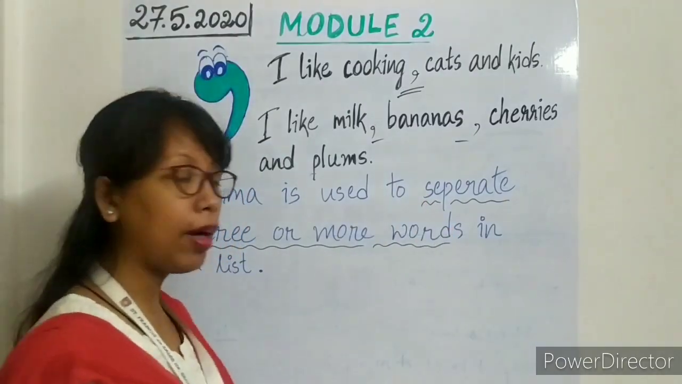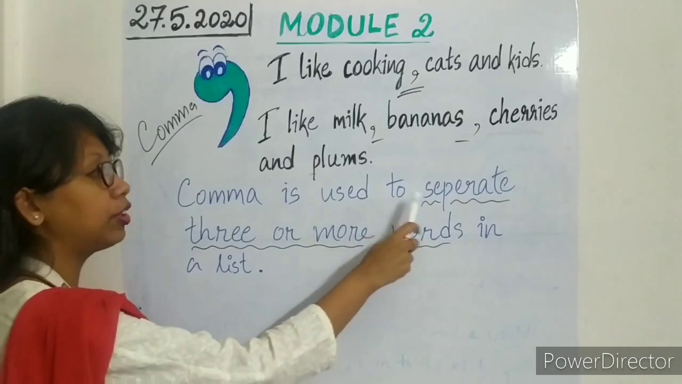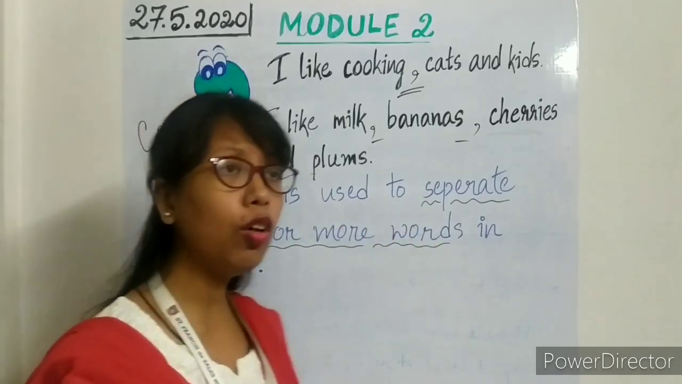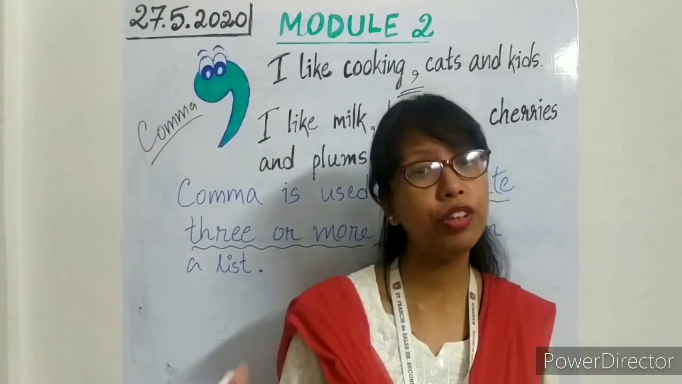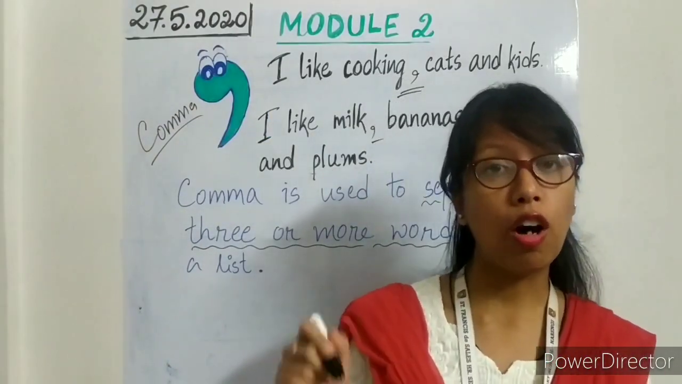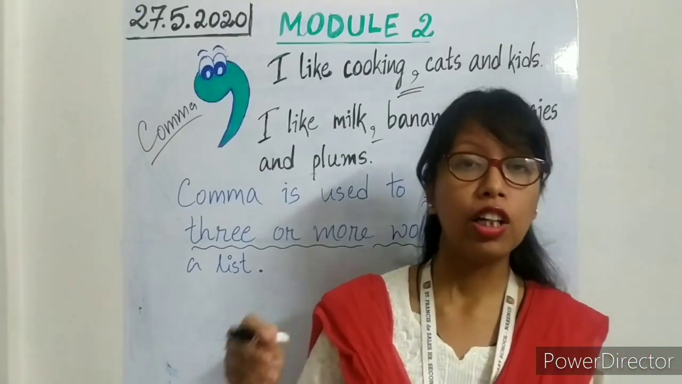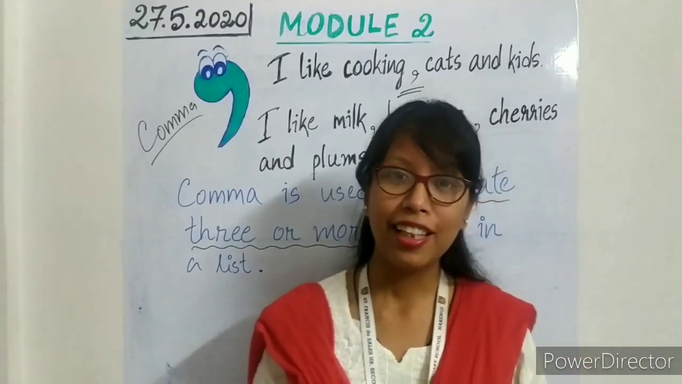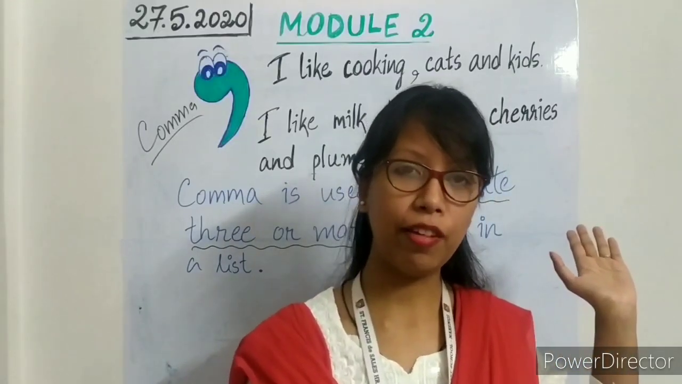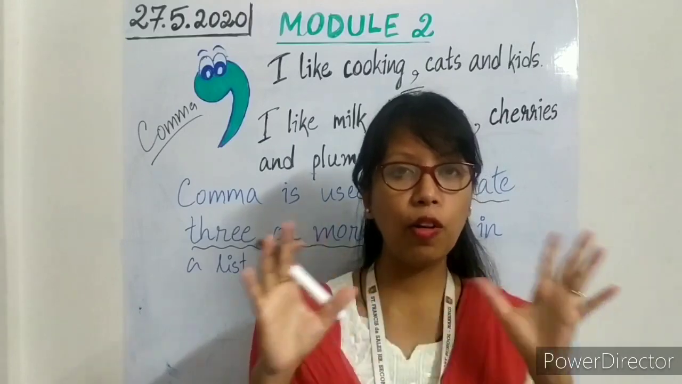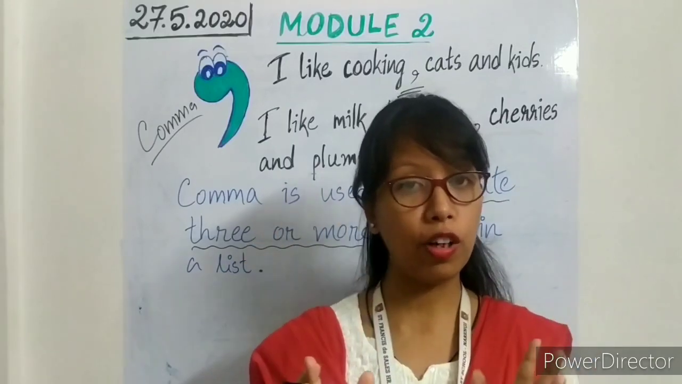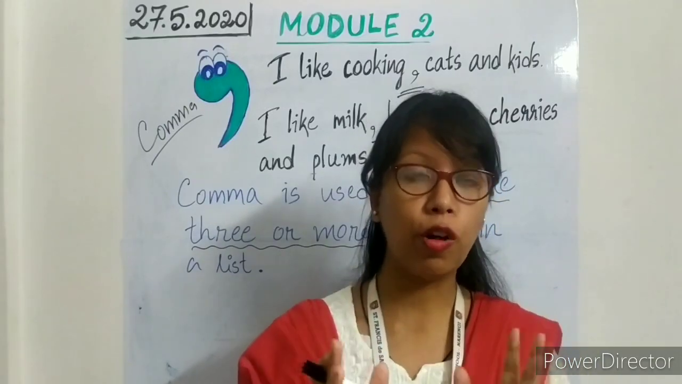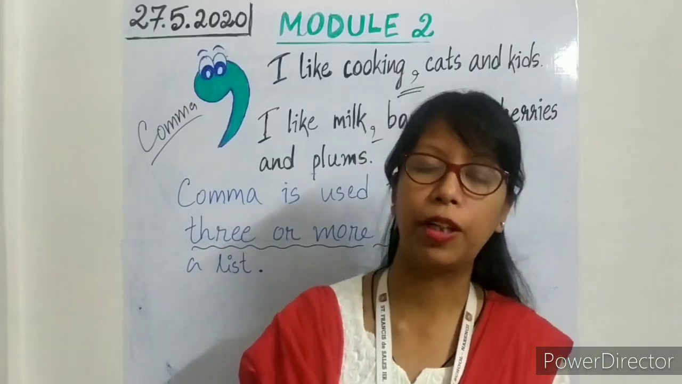Now when do we use the comma? We use the comma to separate three or more words in a list. So when there are three or more words, we use commas to separate each word so that a different meaning comes out from each word. Otherwise, as we got in the first sentence, the whole words, the two or three words, become the same and give us one word, which is not the correct one.